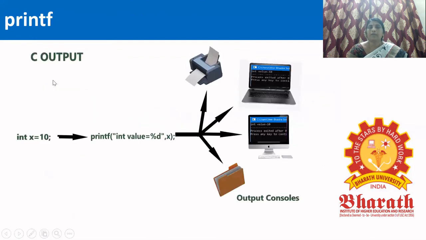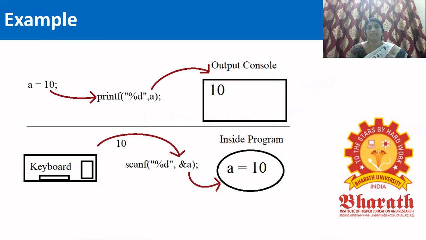Next is the printf statement, which is the C output, where we have already int x is equal to 10. If you say printf with %d and x, whatever value x has will be printed to the console, whatever output console you have connected. As an example, we can say a is equal to 10. We write printf %d a, and the 10 will be printed on the output console. When I want to input, that is the scanf, say from the keyboard I press 10, it is inserted, then a is equal to 10.